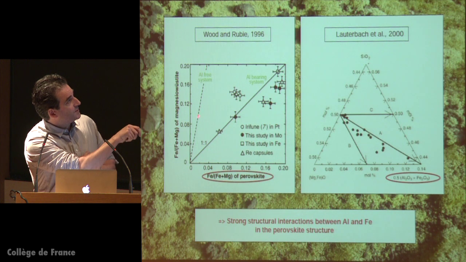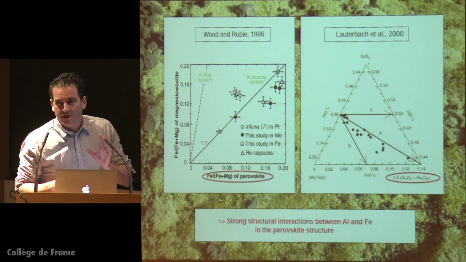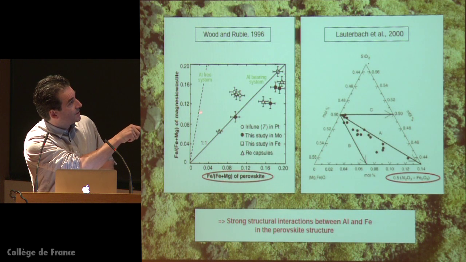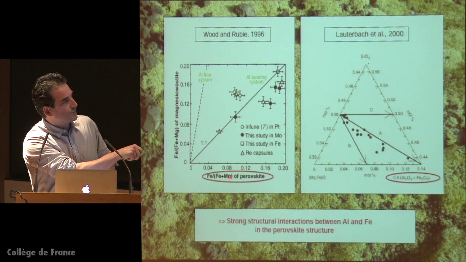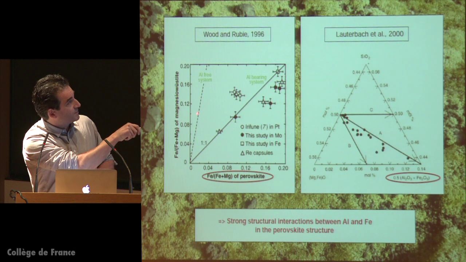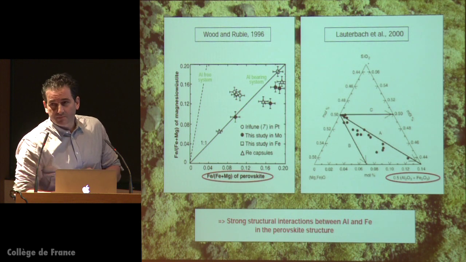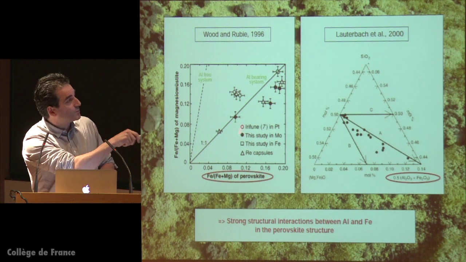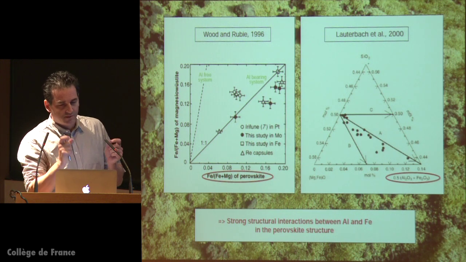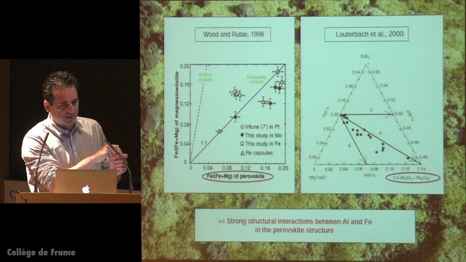If you have no aluminum in the system, for the same FeO activity in the capsule, you have 0.01% of iron in the perovskite. For the same FeO activity, if you put aluminum in your system, you multiply by 7 the amount of iron that would go in the perovskite. Aluminum forces iron to go in the perovskite.